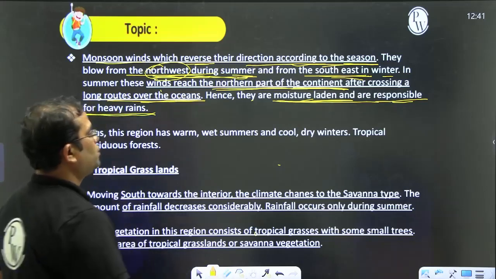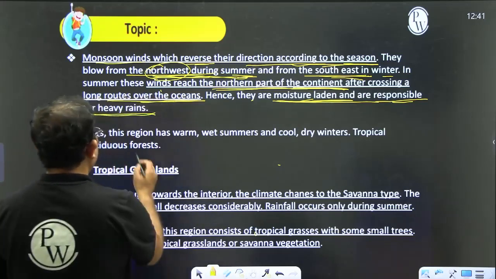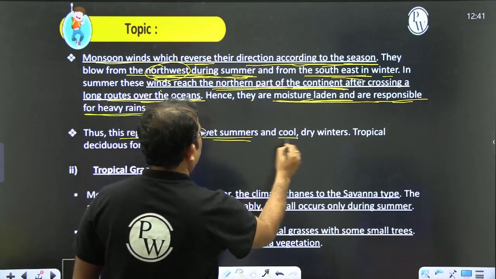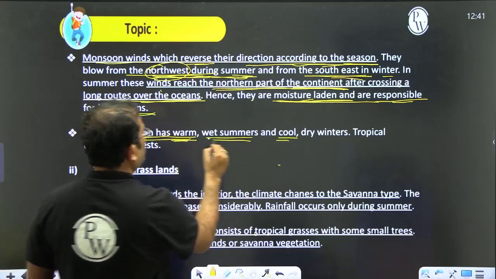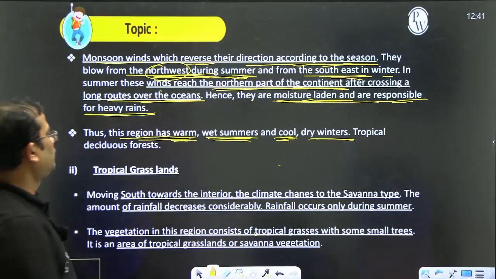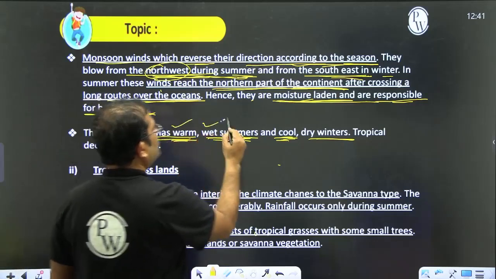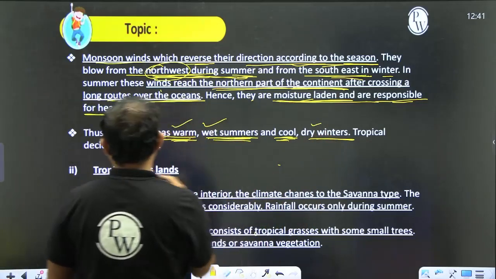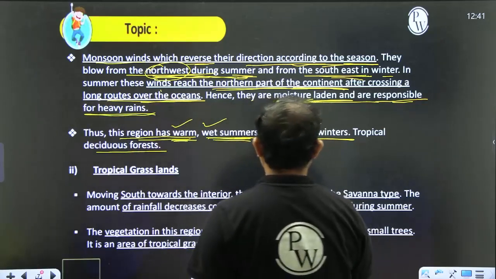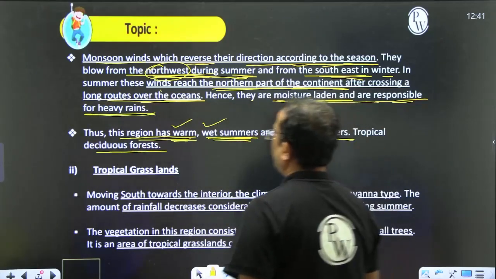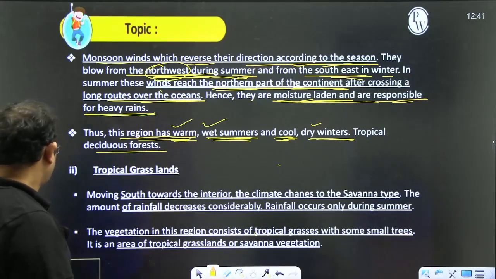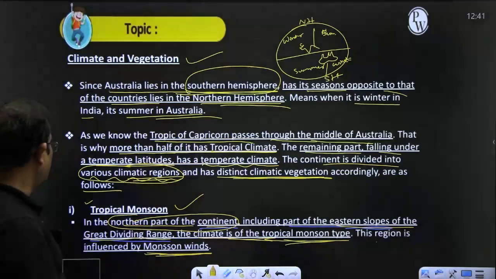Moisture laden and responsible for heavy rains. Thus, this region has warm, wet summers and cool, dry winters, with tropical deciduous forest. So this is all about Australia's tropical monsoonal climate.